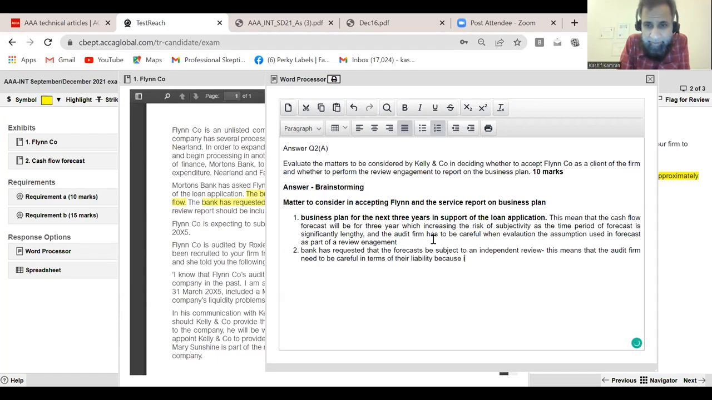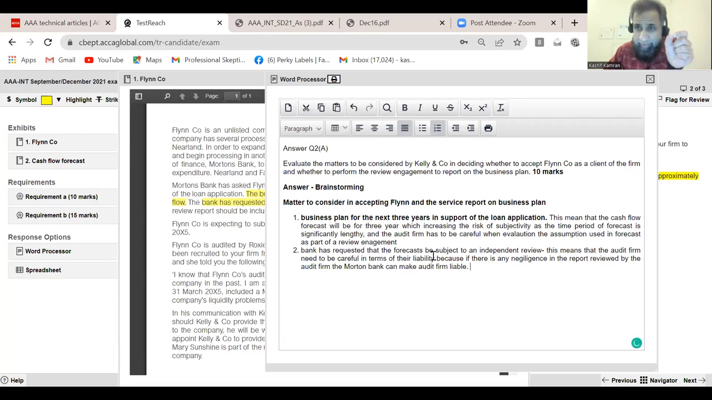because if there is any negligence in the report prepared, if there is any negligence in the report reviewed by the audit firm, the Morton Bank can make audit firm liable. Is that clear? Can the Morton Bank make the audit firm liable if there is something wrong in the review report given by the audit firm?